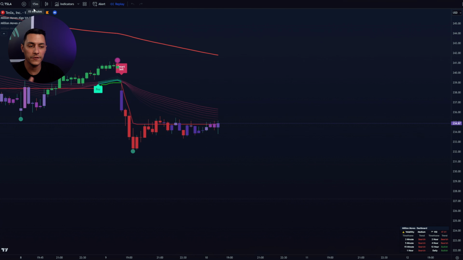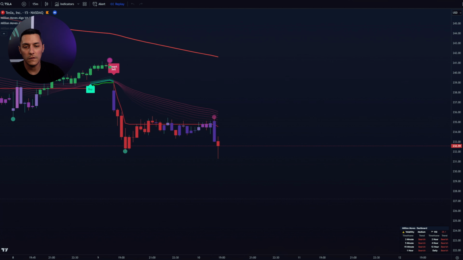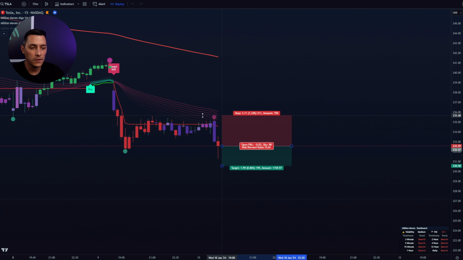We have Tesla on 50 minutes here. We had a sell signal, we have a green dot, now we wait for a red dot. Now we have the red dot. This is our entry level above the dot. All right, 1 to 1.